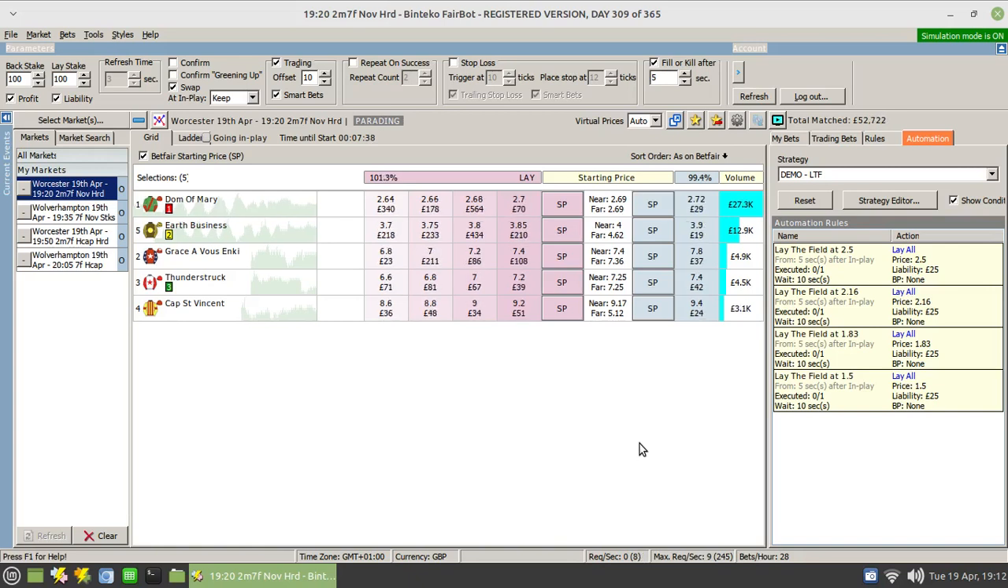So by splitting up your overall liability into smaller lay the field bets, what you're trying to do is capitalize on that drop in odds, so that you try and maximize the benefit before that horse bounces back up in odds again. Well, that's the theory. So although I've only done 4, you could theoretically split your £100 up into 10 different lay the field bets with a liability of 10 each.